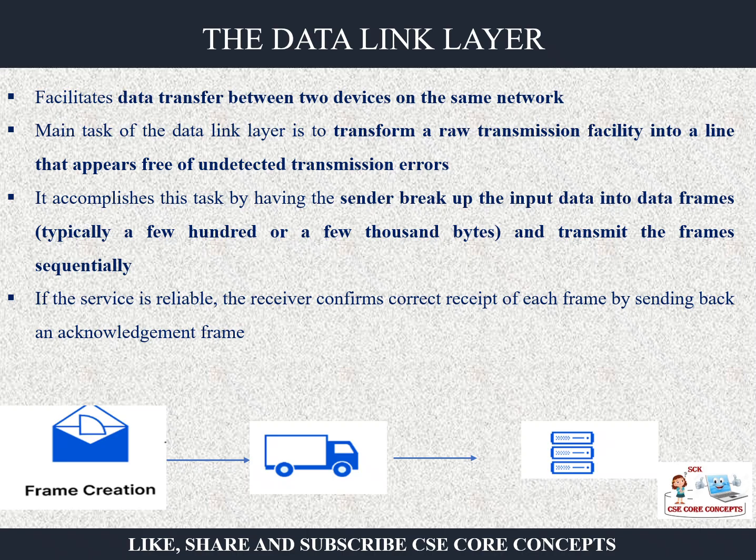So the main task is to transform the raw transmission into a line that appears free of undetected errors. Okay, there should not be any error. So the sender will break up those packets which have been received from the network layer. They are further broken down into small frames.